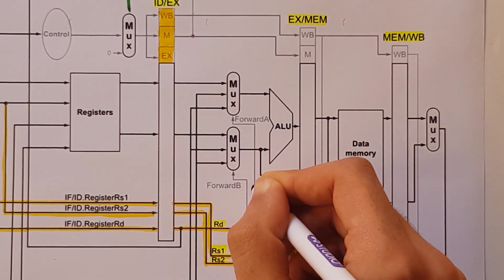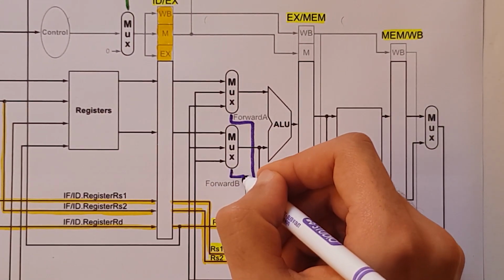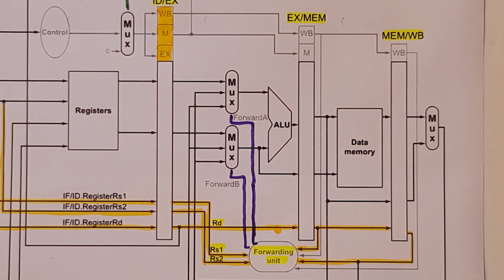It does so by comparing the operands of the ID/EX pipeline register to the destination register of the previous instruction in the memory or write-back stage. It also checks for special cases to make sure that forwarding is necessary. Unfortunately, not all data hazards can be eliminated by data forwarding.